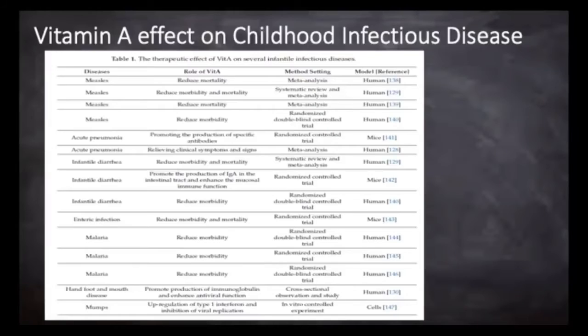And what I want to end with is there's a very good article that came out, really talking about vitamin A's effect on childhood and infectious diseases. I mean, this is a summary article. It's a little bit hard to read, but what you see here is measles, it reduced mortality in a meta-analysis. Again, measles, you see many ways that vitamin A reduces mortality. Acute pneumonia it reduces, infantile diarrhea, enteric infection, malaria, you go down the list.